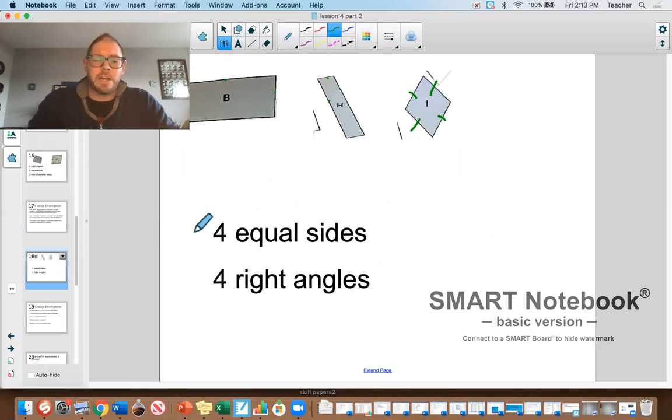It's got 4 equal sides. Does it have 4 right angles? These don't look like right angles to me. These ones look bigger than a right angle, and these ones look smaller than a right angle. So nope, it doesn't have 4 right angles. Just the same way that B and H have 4 right angles, but they don't have 4 equal sides.